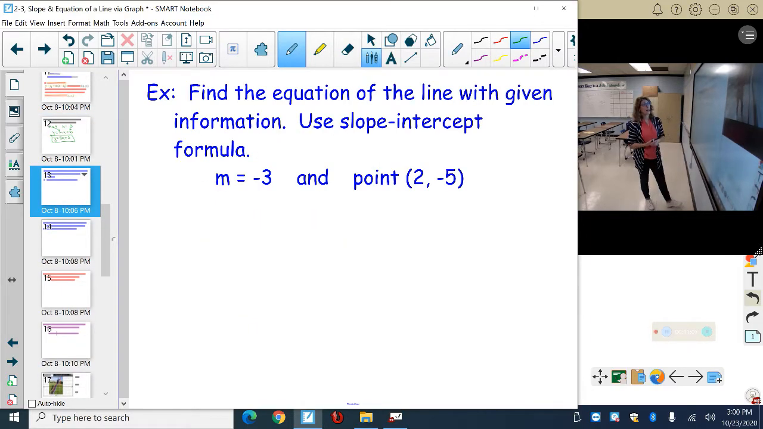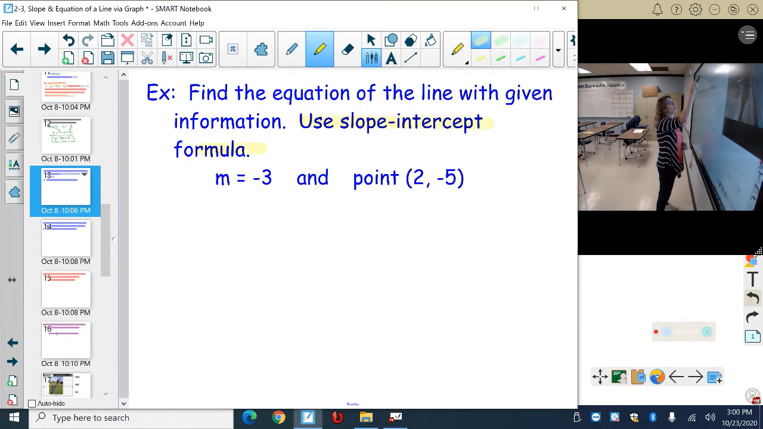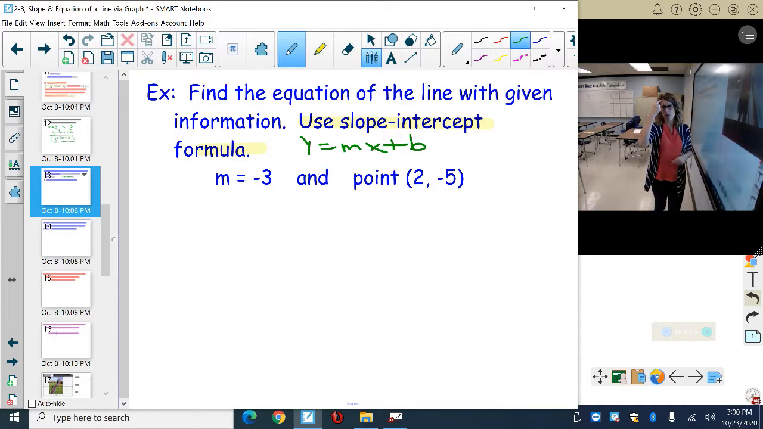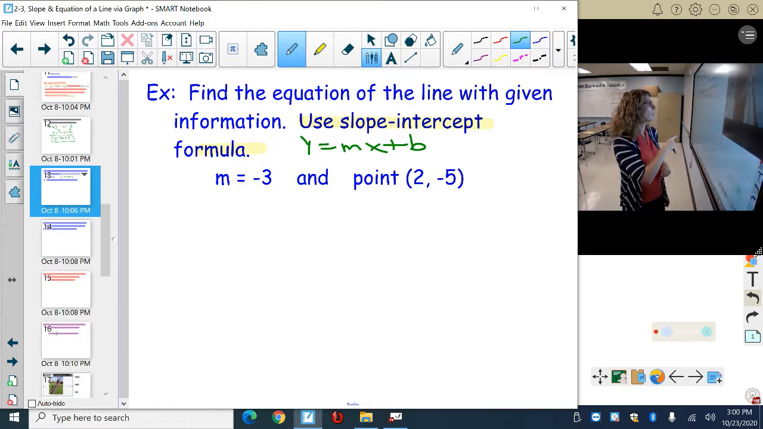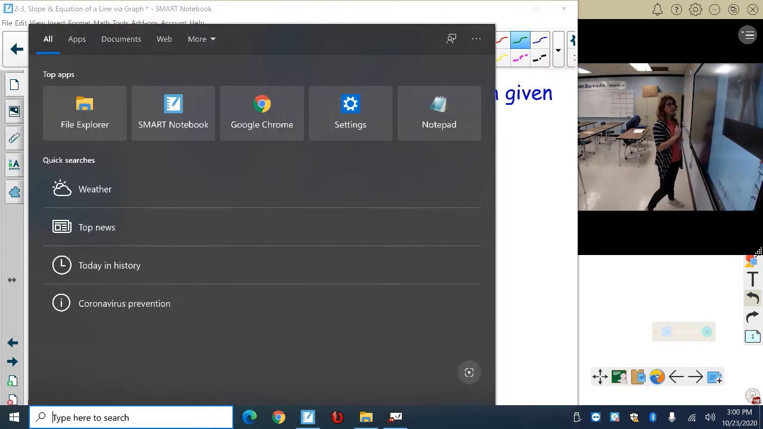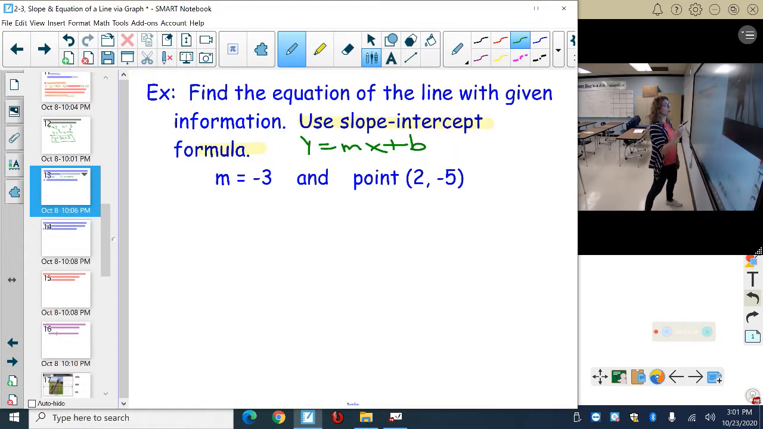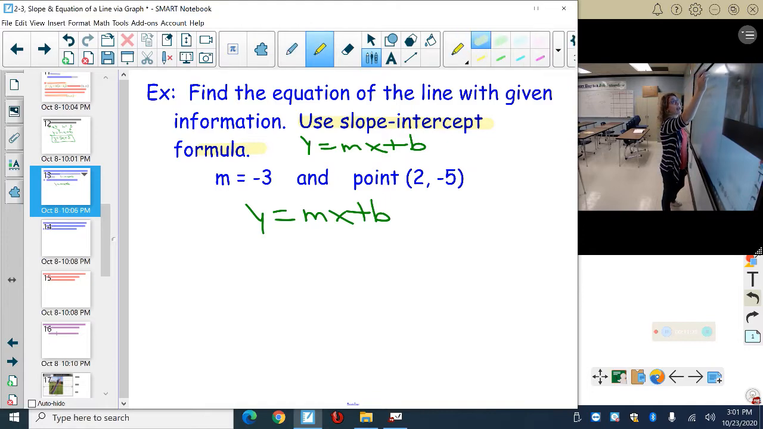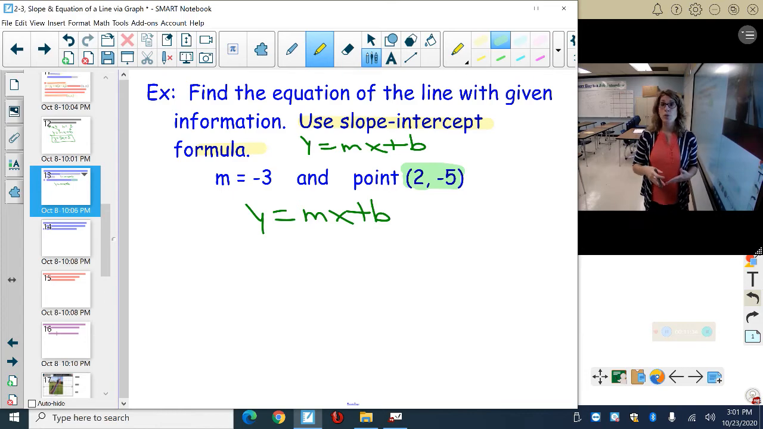Next, find the equation of the line with the given information, use slope-intercept form. Okay, slope-intercept form. That is y equals mx plus b. That's the very first thing your brain needs to look at on there, okay? So if I have y equals mx plus b, I'm immediately going to write that down. This is not 0, b. My point that I have here is (2, -5). If it was the y-intercept, it would be (0, -5), but it's not the y-intercept.